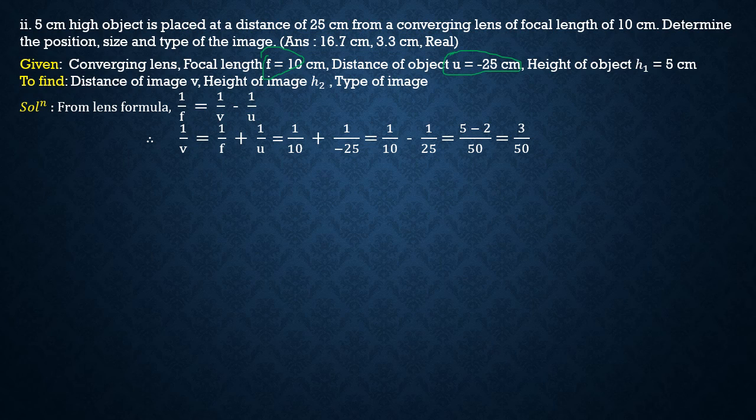Means what you have to find? V we have to find. Correct? Distance of image. And for this we are going to make use of this lens formula. So 1 upon F is equals to 1 upon V minus 1 upon U.